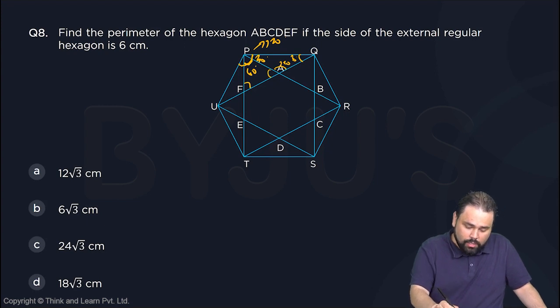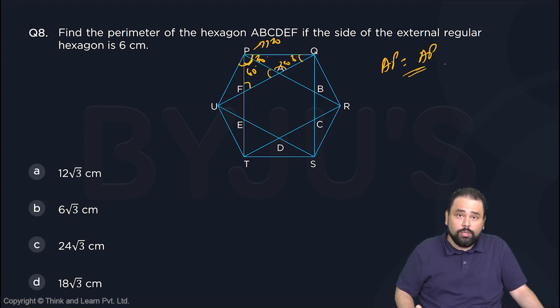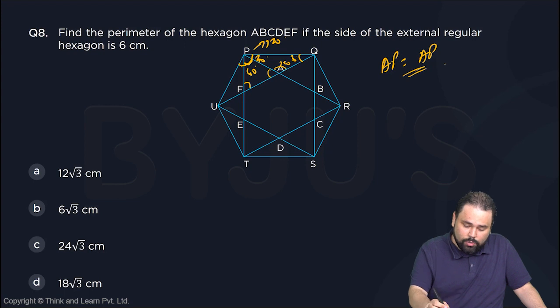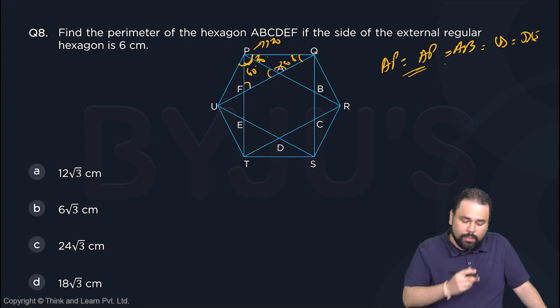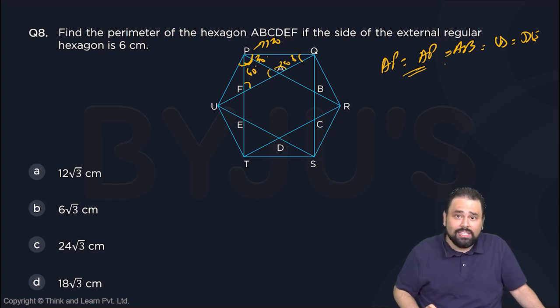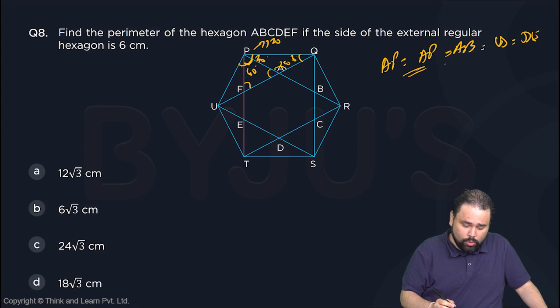Now if you look at this triangle, you can say this is 60, this is 60. So you can say AF is basically equal to AP. In short, AF is equal to AP, and AF is equal to AB, which is equal to CD, which is equal to DE. So for these four sides, all I need to find is the value of AP. As simple as that. Sine rule is what I will go by.